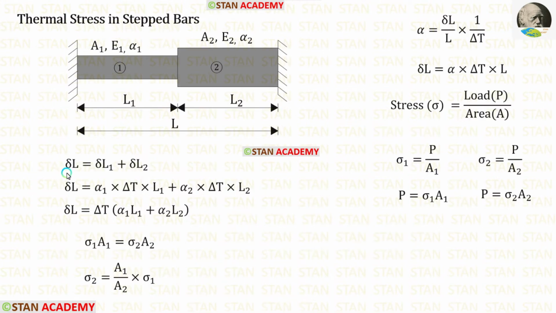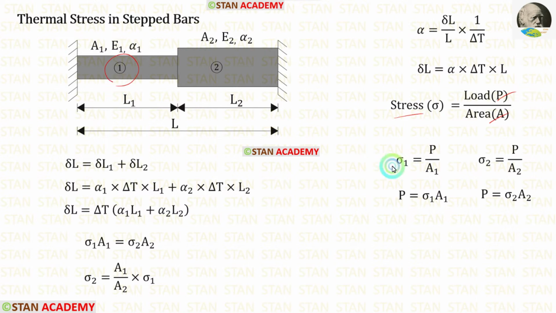The total change in length delta L should be equal to the change in length in the first part plus the change in length in the second part. Previously, we have formed an expression for delta L. Let us apply that. Here we have separate alpha and L values. Delta T is same. Let us take it outside. We know that stress is equal to load upon area.